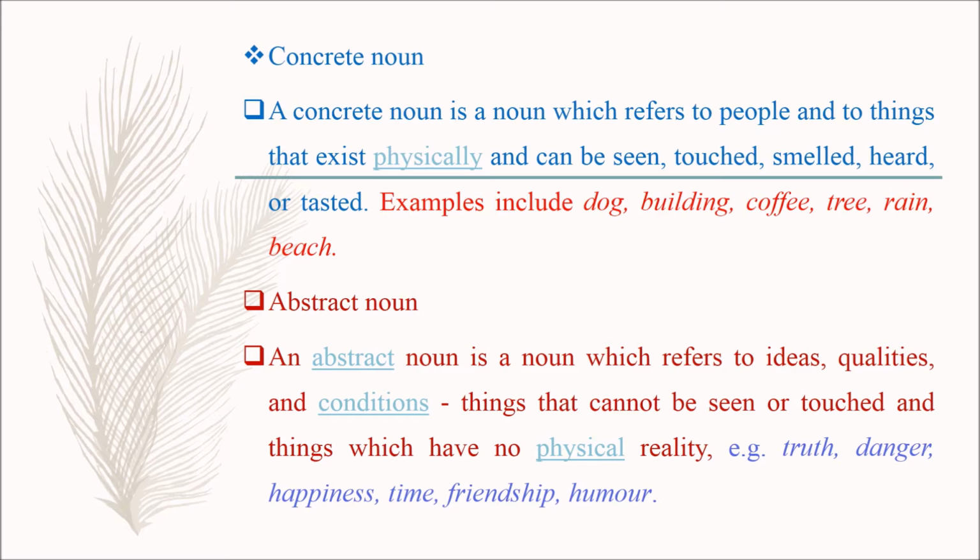Next, let's see about abstract nouns. An abstract noun is a noun which refers to ideas, qualities, and conditions, things that cannot be seen or touched, and things which have no physical reality. Examples: truth, danger, happiness, time, friendship, humor.